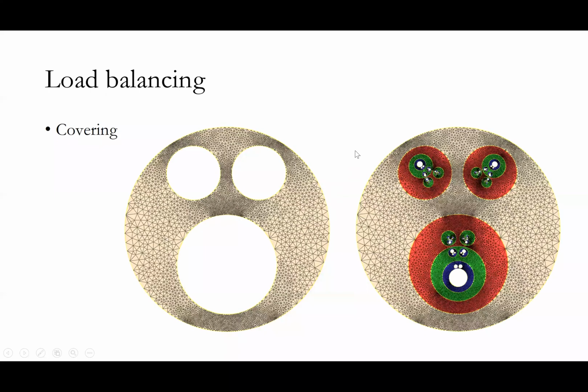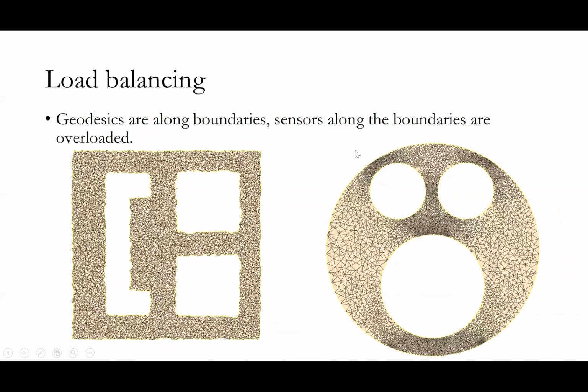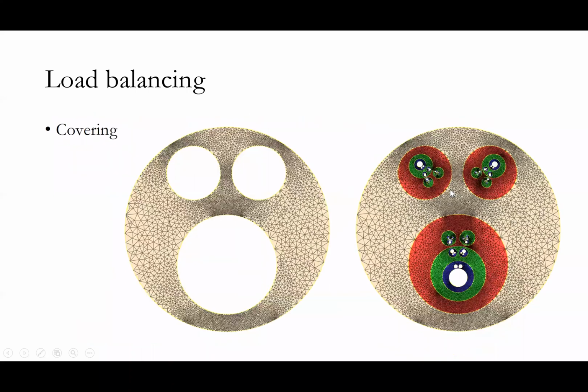So this is for load balancing. If we use this kind of virtual coordinates, then the sensors along the boundaries will be overloaded. Then we can reflect the whole network with respect to the boundary and get a covering space. So this one will be transformed to this one. Then we do routing on the covering space, and this will realize load balancing.